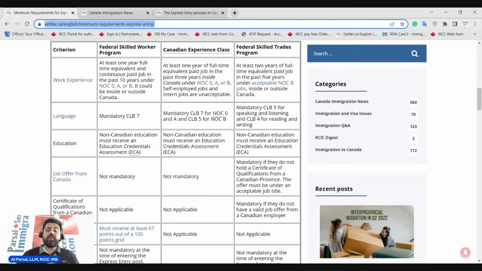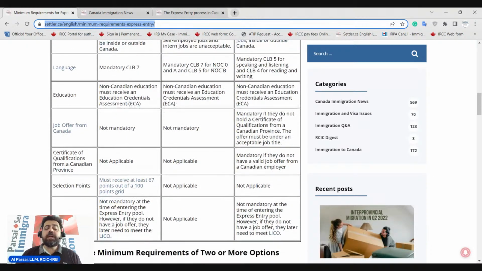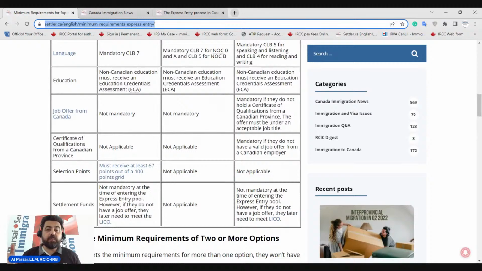So if you don't have the ECA report, if you have not done your language test, or if you do not have the minimum 1 year of work experience under NOC 0, A or B, by the way, the NOC system will change to the TEER system most likely in November. So you need to know what the TEER system is. I have another article about it. You do not need to have a job offer for Federal Skilled Worker class, but if you do have a job offer, then that could enhance your points.